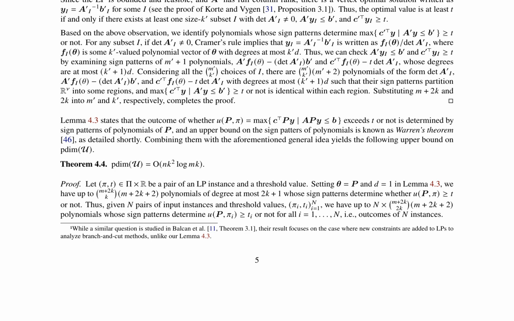By setting theta equals p and d equals 1, they have up to (m plus 2k choose 2k) times (m plus 2k plus 2) polynomials of degree at most 2k plus 1 whose sign patterns determine whether U(P, pi) is greater than or equal to t or not. This leads to theorem 4.4, which states that the pseudo-dimension of U equals O(nk^2 log mk).